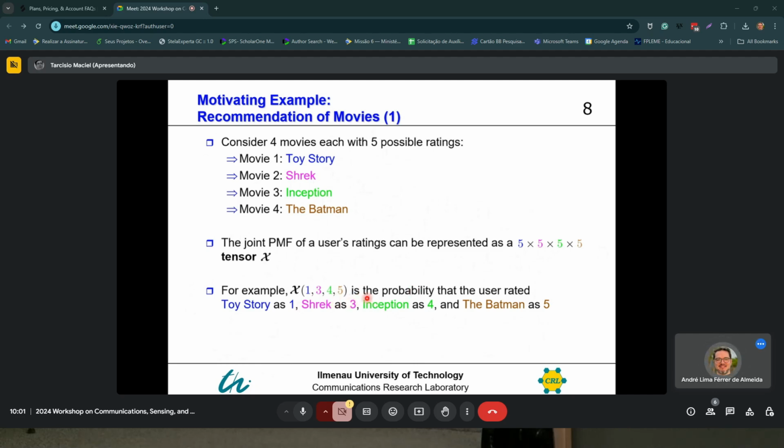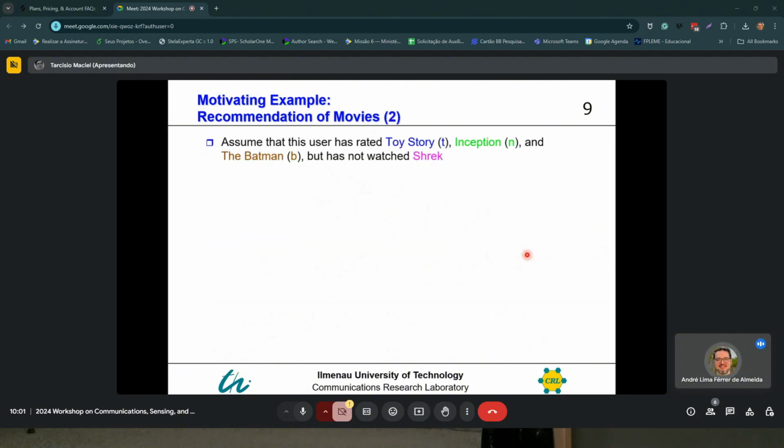And this is the probability that a particular user rated Toy Story as 1. So it's a pretty bad movie. Shrek as 3, Inception as 4. And he liked The Batman best because he rated The Batman as 5. Okay, let's assume that this user has rated Toy Story, Inception, and The Batman, but has not watched Shrek yet.